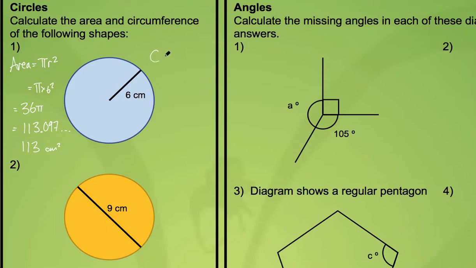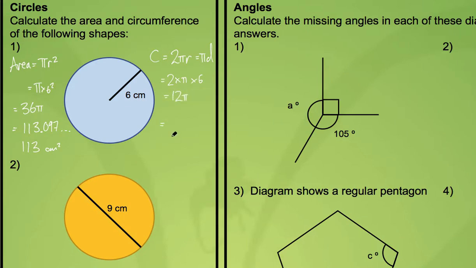Circumference is either 2 times pi r, that's a 2r in there, which is the same as pi times the diameter, which is twice the length of the radius. So in this case I'm given the radius, so I'm going to do 2 times pi times 6. 2 times 6 is 12, so that's 12 pi.